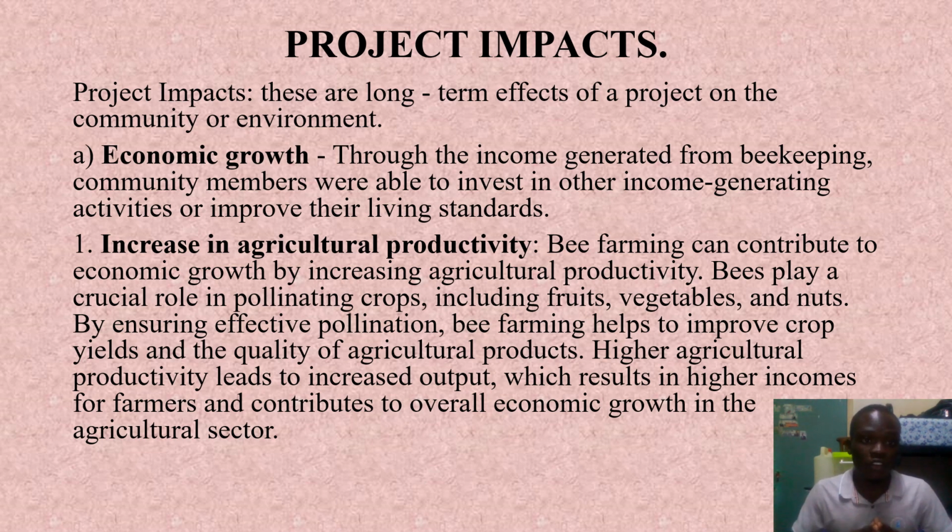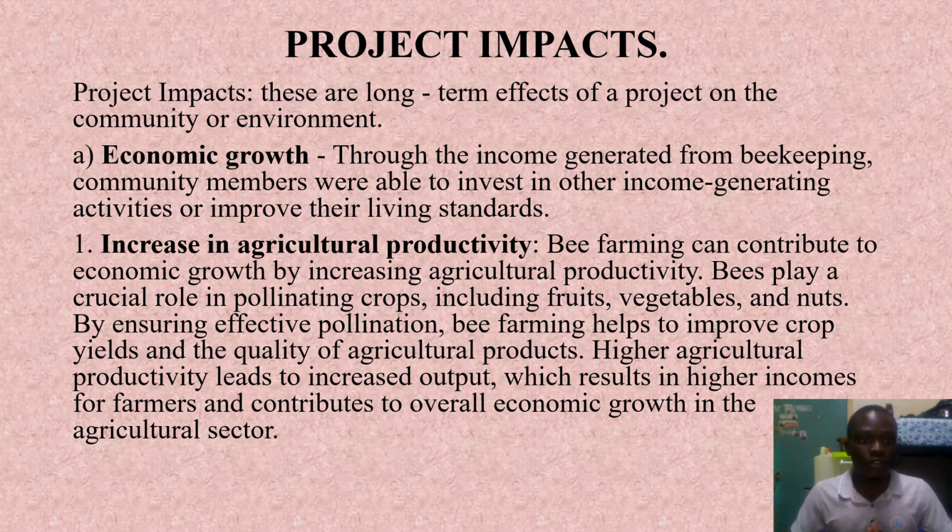The first project impact is economic growth. What do we mean by economic growth? It means the percentage increase in the level of output. If there is a greater increase in the level of output produced in the project, it implies that there is what? Economic growth. Therefore, with income generated from beekeeping, community members were also able to invest in other income generating activities in order to improve their living standards.